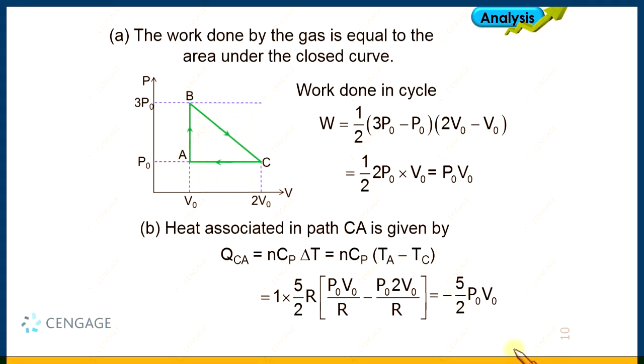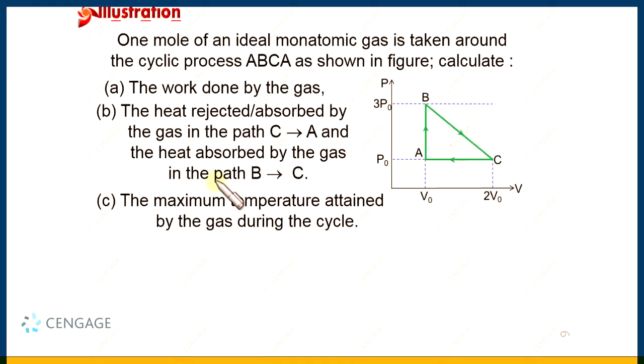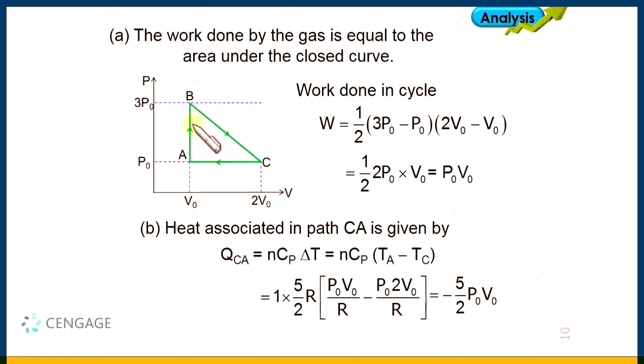Okay. Now, let us move to the next part of this section, that is the heat absorbed by the gas in the process B to C, that means in this process. You can observe this is the isobaric process C to A, and A to B is the isochoric process, and this process is not categorized under any heading. That means we need to calculate the heat associated with this part BC by an indirect method.